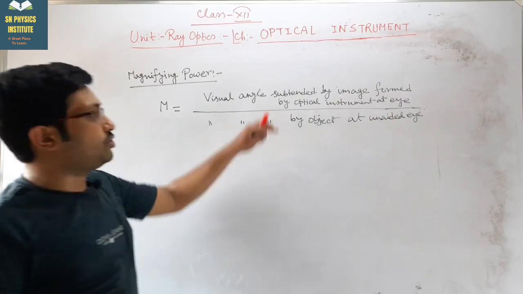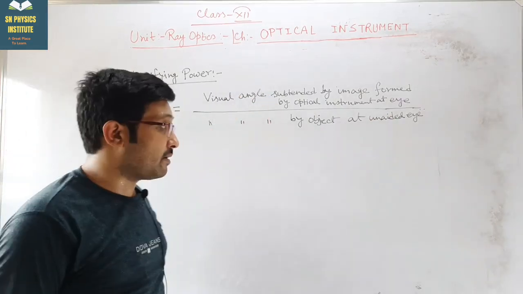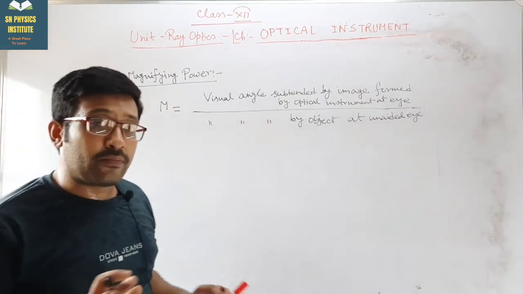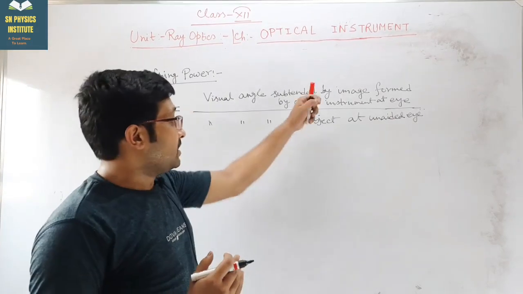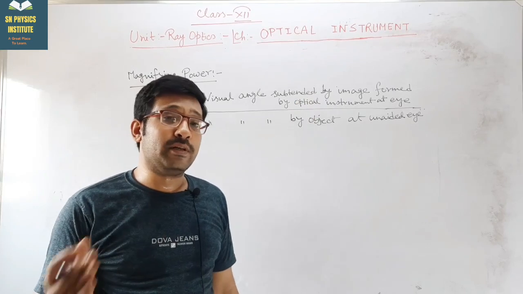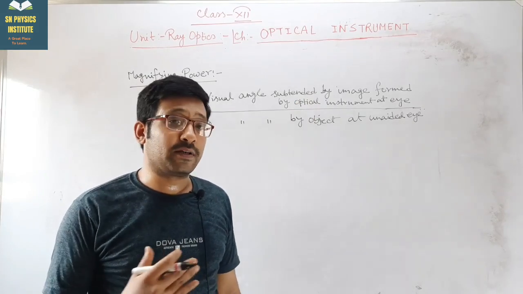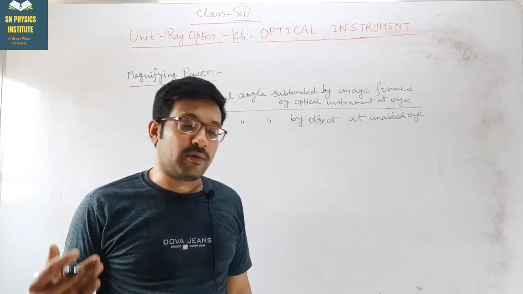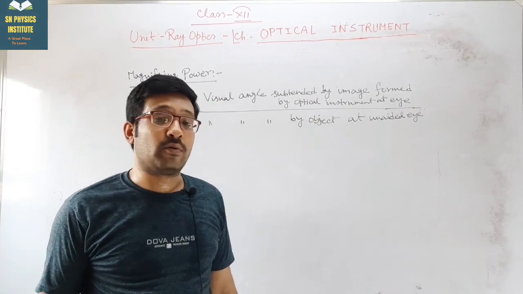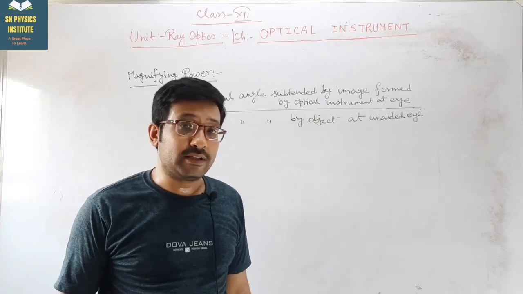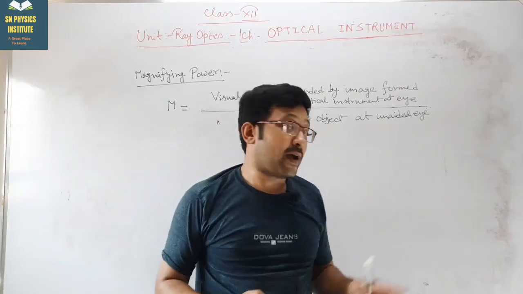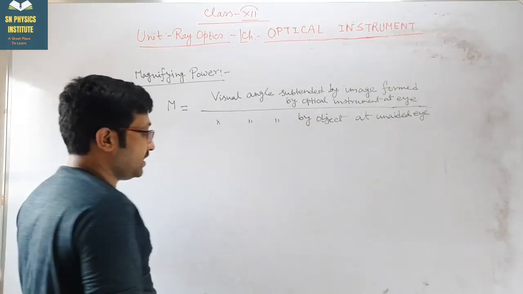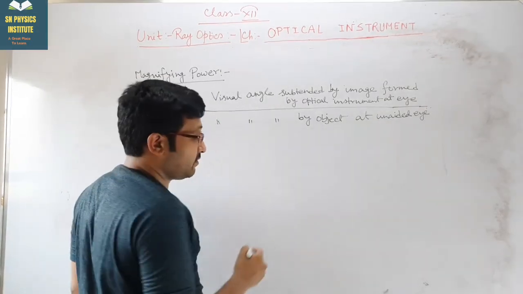So this ratio is known as magnifying power. In all optical instruments we will measure the magnifying power. In our syllabus we will discuss the simple microscope, the compound microscope, as well as the astronomical telescope, and we have to find out this magnifying power. So let's understand this magnifying power.